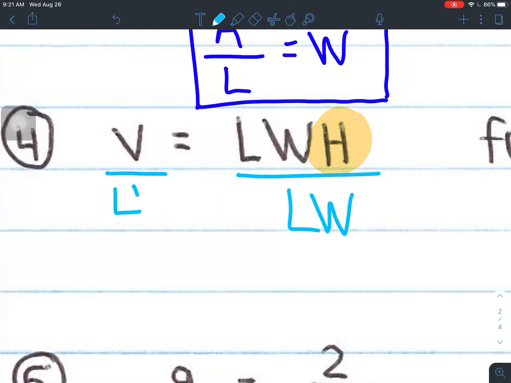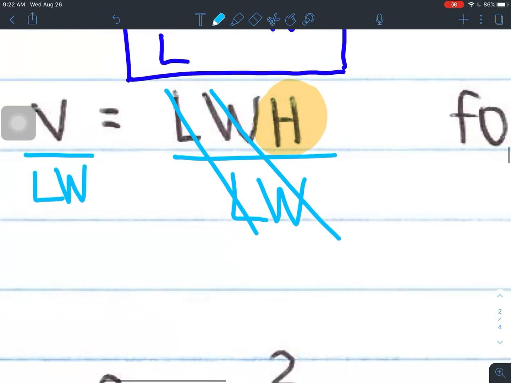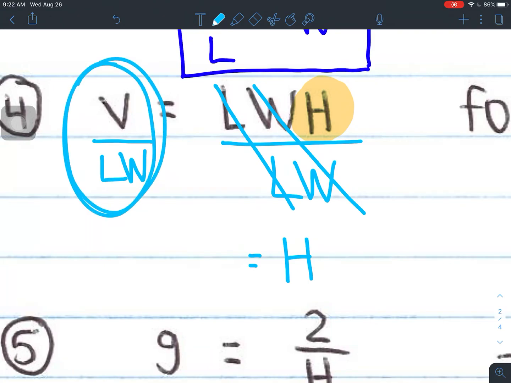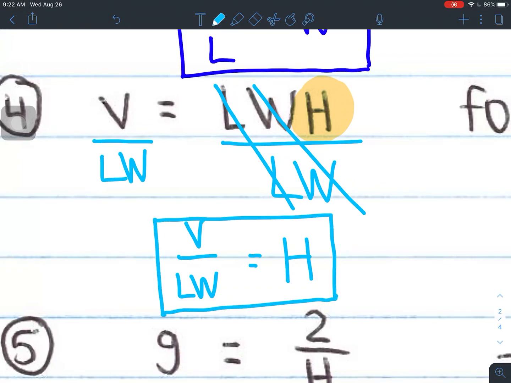Divide by L, W. Now, the L's are going to cancel. L divided by L gives me 1. They cancel. And W divided by W also cancels. All right? So then all I have left is the H on this right side. So I've isolated the H. And then over here when I look, V divided by LW. Well, there's not really much I can do there, right? Because they're not like terms. So I would leave it exactly as it is. I wouldn't mess with it. I'm not going to do anything extra funky to it. It is what it is. Not much else I can do.